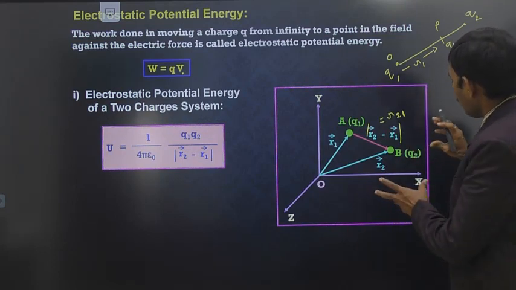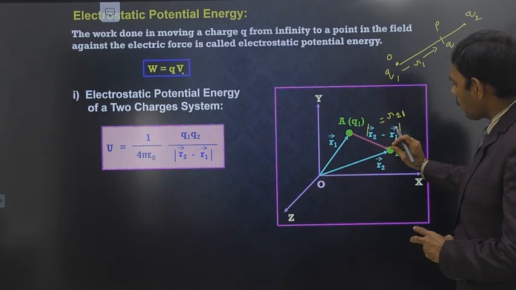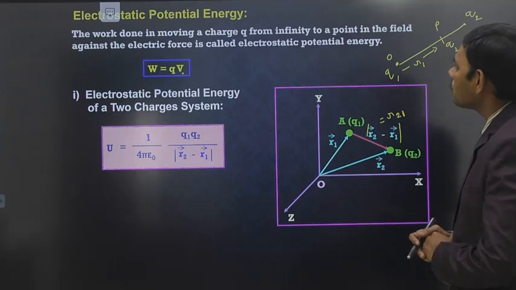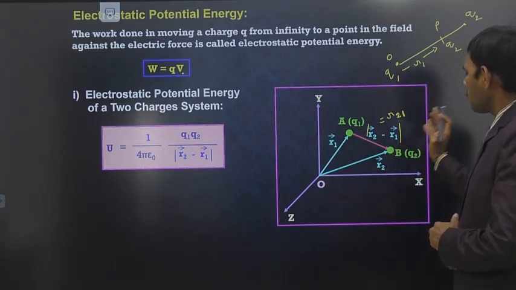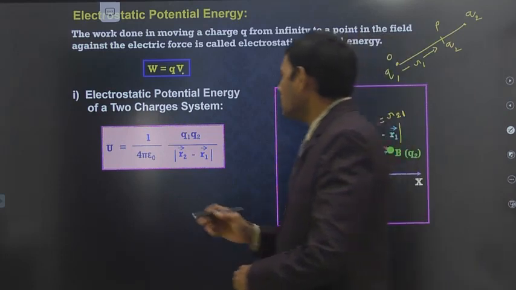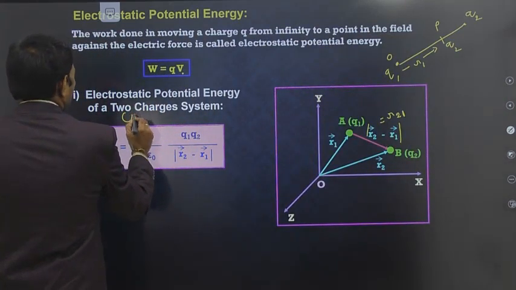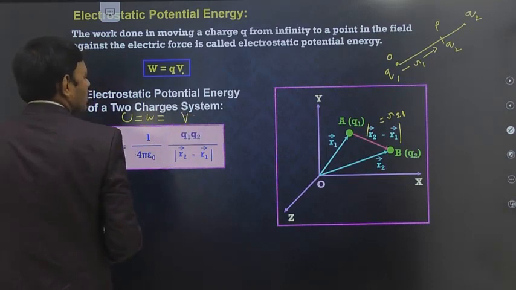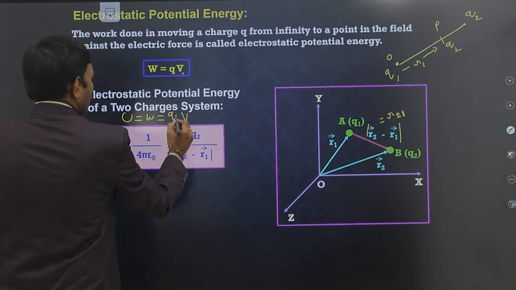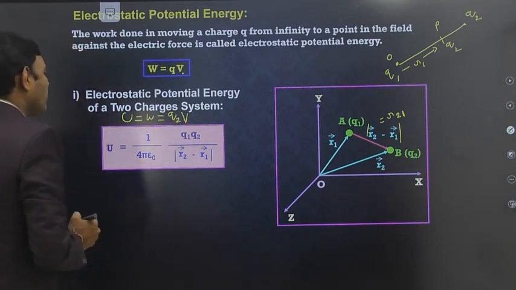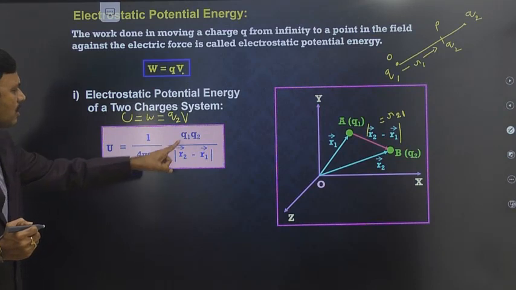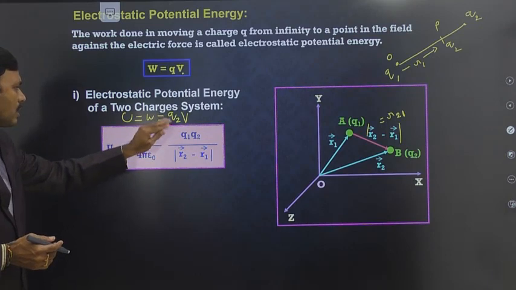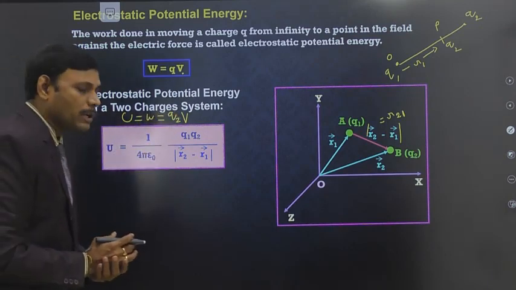Then work required to bring Q2 from infinity to this point is numerically equal to potential energy of the system of charges. This potential energy is equal to work done in bringing the charge. Work done to bring unit charge is V, so work done in bringing Q2 charge is Q2V. For V the formula is 1 by 4 pi epsilon naught Q1 by magnitude of R2 bar minus R1 bar. Then Q2V is numerically equal to potential energy.